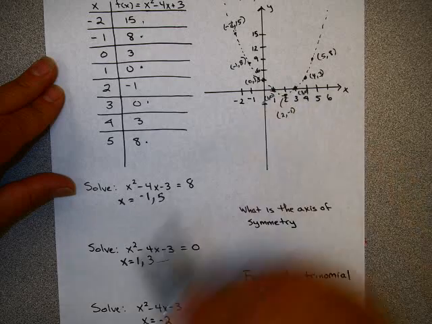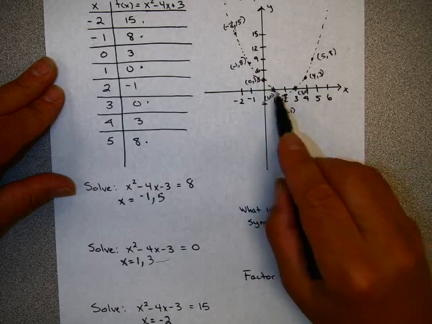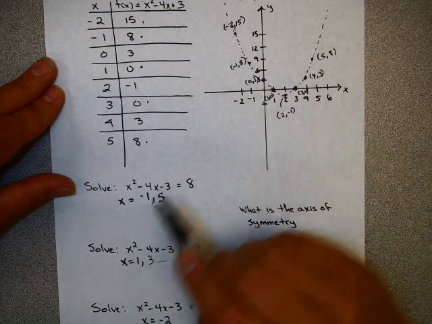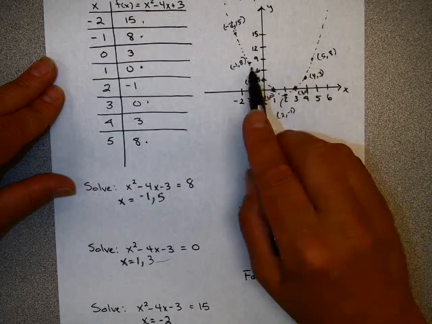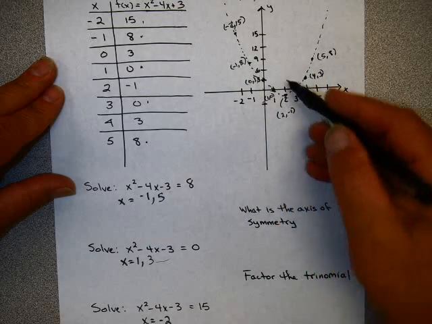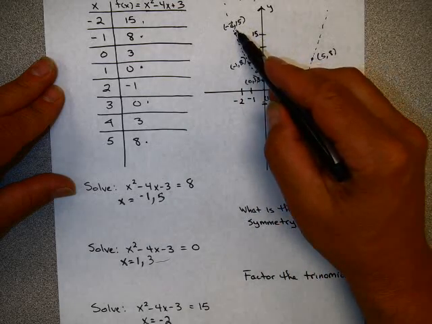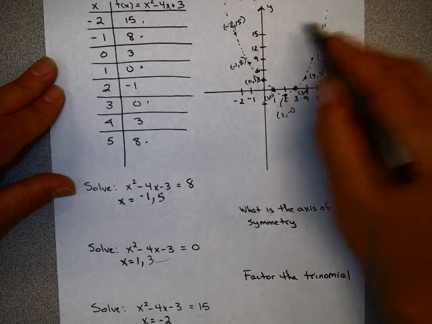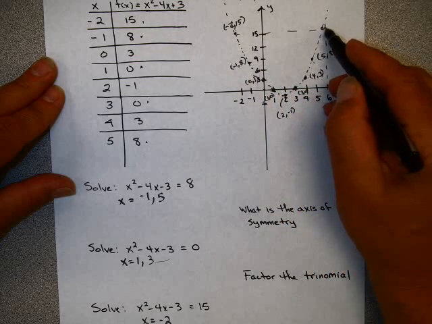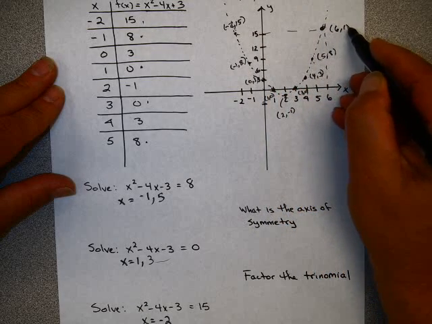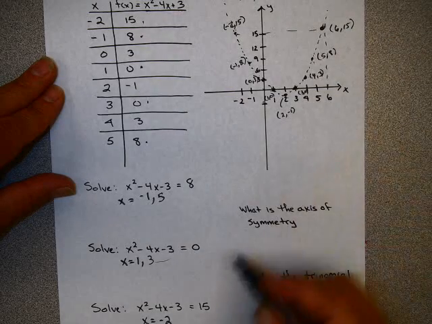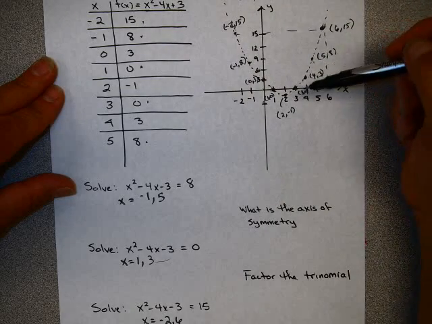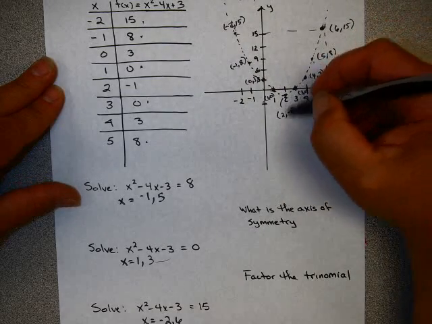And you remember that parabolas have this idea of symmetry. So here we have 1 and 3 being symmetric, they both have answers of 0, and 0 and 4 being symmetric, they both have answers of 3, and negative 1 and 5 being symmetric, they both have answers of 8. So at negative 2, the answer is 15. What would the answer be at 6? Well, by symmetry, it also has to be 15. So there's also the solution, even though it's not in the table, of 6.